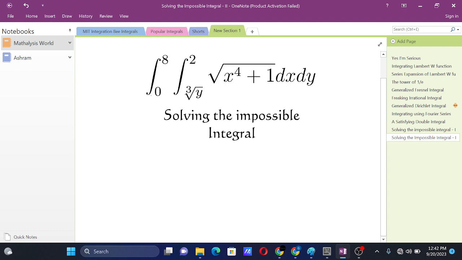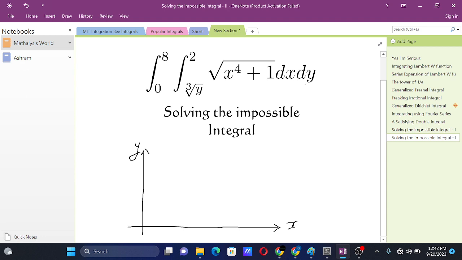Okay. So if you want to change the order of integration, we perform a certain operation like this, which I'm going to do. Here we have y running from 0 to 8 and x running from cube root of y to 2. So we are going from 0 to 8 in the y world, and for every value of y we are running from cube root of y to 2.